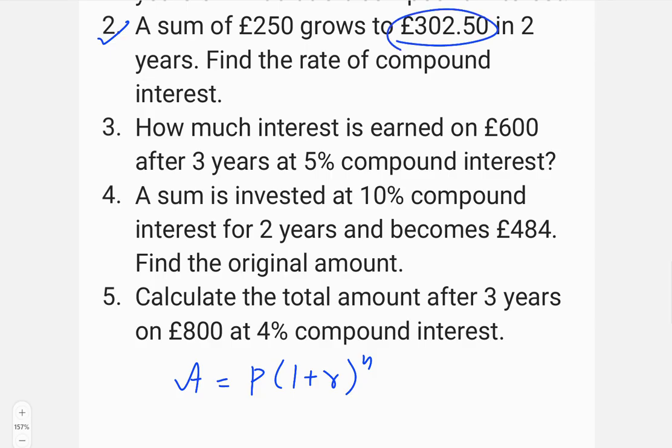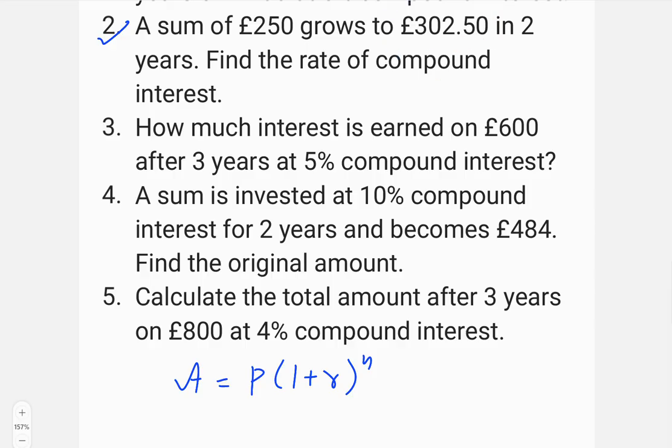You can see that it's an amount. It's in pounds, so it's money. It's in terms of money, so it's either interest, principal, or amount. If this is the principal, it must be interest or it must be amount. So what is this 302? Is it the interest or is it the amount? The amount, because 250 is growing into this.